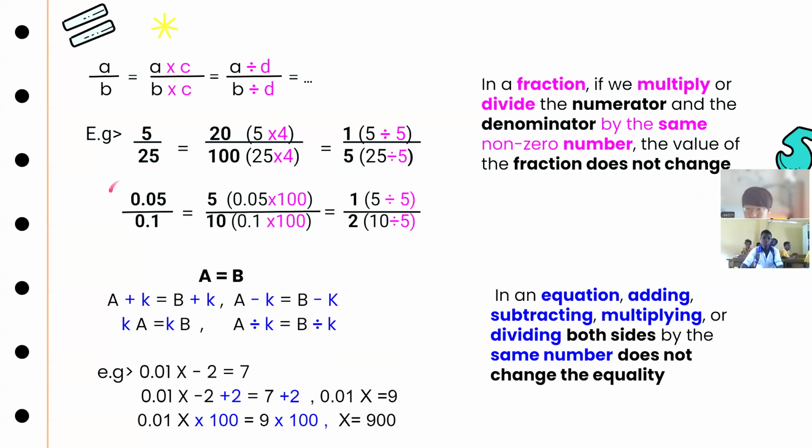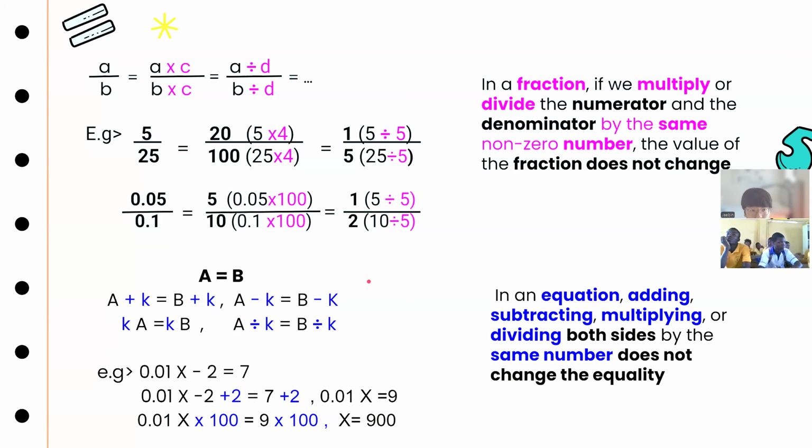And we have another example. 0.05 over 0.1 is equal to 5 over 10. So multiply by 100 on both sides, and it's equal to 1 over 2 by dividing by 5 on both the numerator and the denominator. I think you guys were good in terms of adding and subtracting equations.